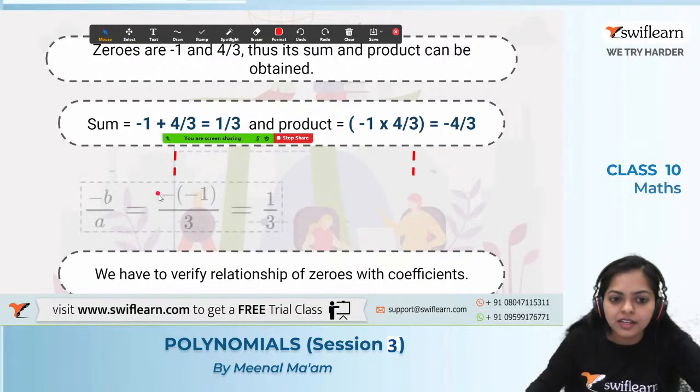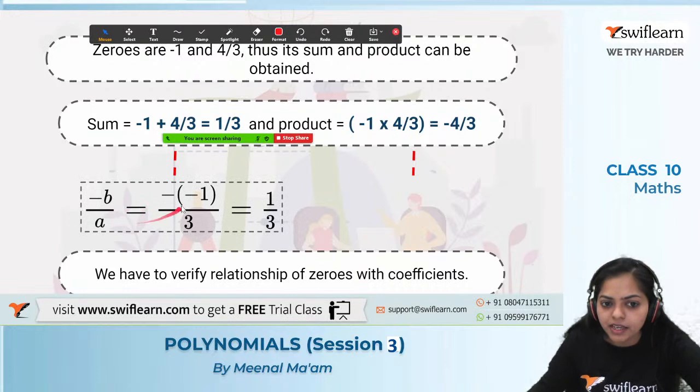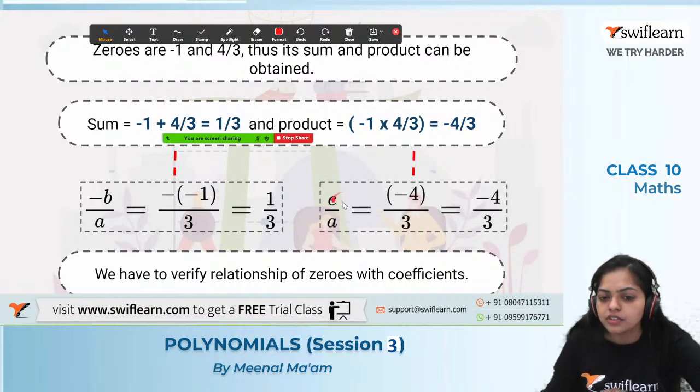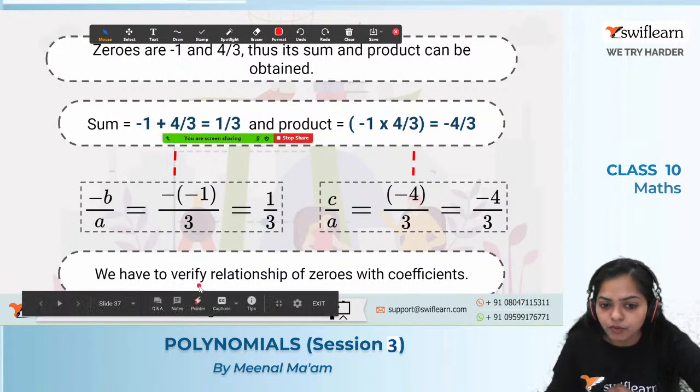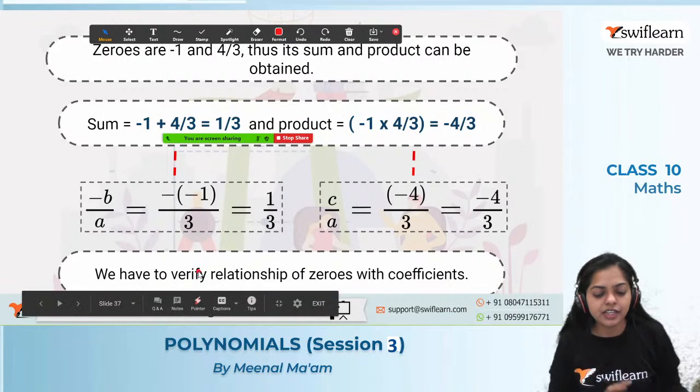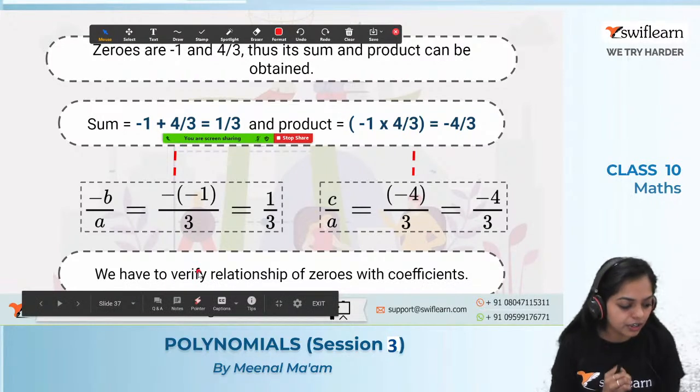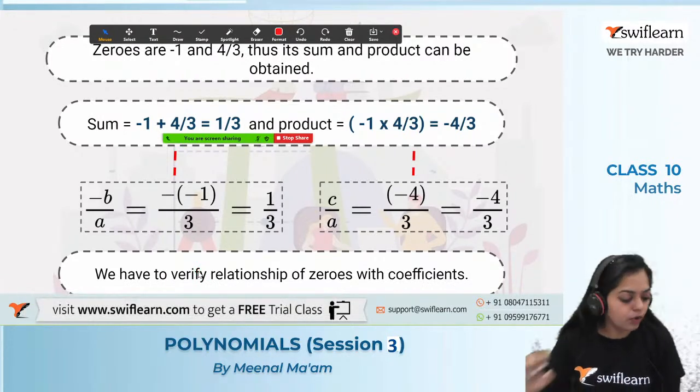Now verify. The sum formula is minus b by a. Here b is minus 1, so minus b is 1, divided by a, which is 3. So that is equal to 1 by 3. And c by a is what? c by a is the constant term divided by the coefficient of x square. So minus 4 by 3. And yes, we have verified that both our answers match. We have actually verified the relationship of zeros with coefficients. Got it, everyone? Any doubt till here?